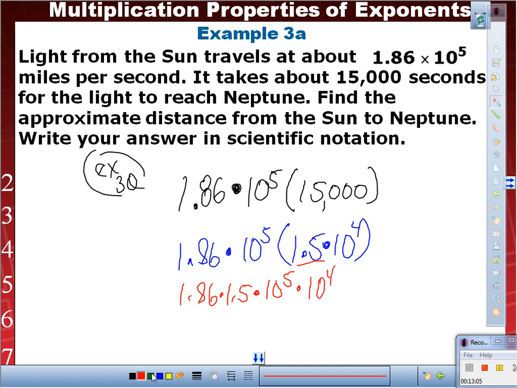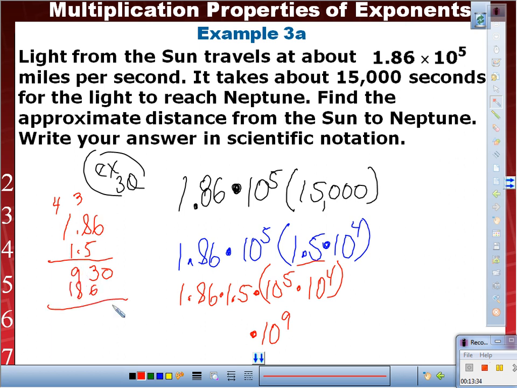Does this look familiar? Yes. What does this become? 10 to the 9 times. These are not the same base, but what do we do with these two numbers? Multiply them. 1.86 times 1.5, that's 0. I got 3. 43, I got 4. 5 plus 4, that's 9. And then this 1, 6, 8, 1, that's 0, 8, 17, 2.